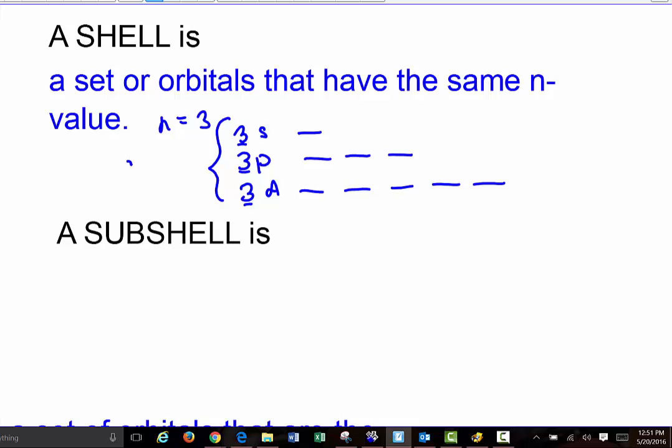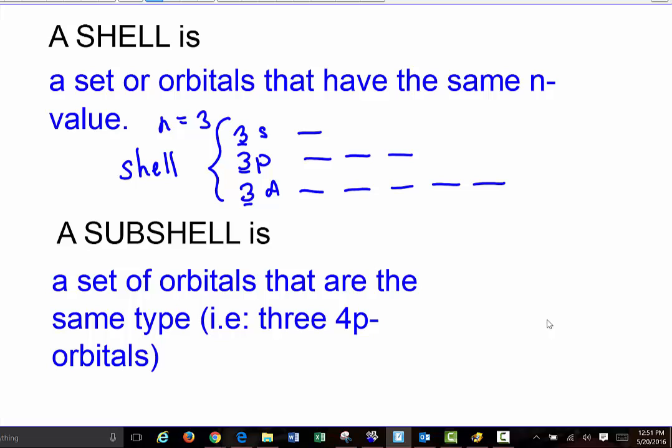A subshell then would be the orbitals within a specific type. So a subshell is a set of orbitals that are all the same type. So for example, the 3p orbitals. So right here, if I look specifically at the 3p orbitals, each one of these 3 orbitals all belong to the same type, 3p, and so we would call that a subshell. So that's the difference between a shell and a subshell. We'll come back to those terms as we use them.